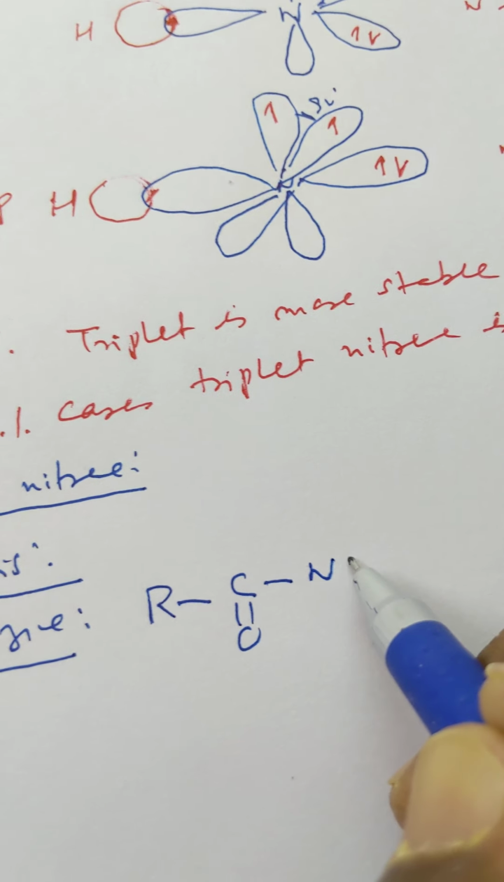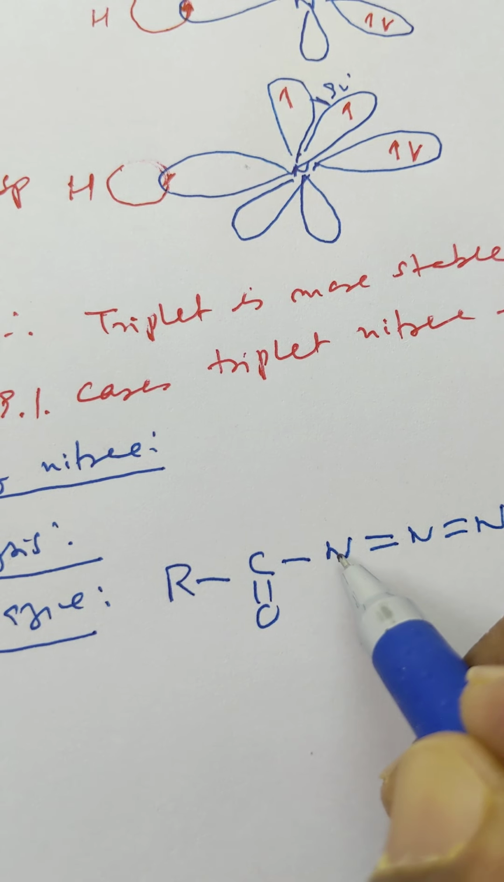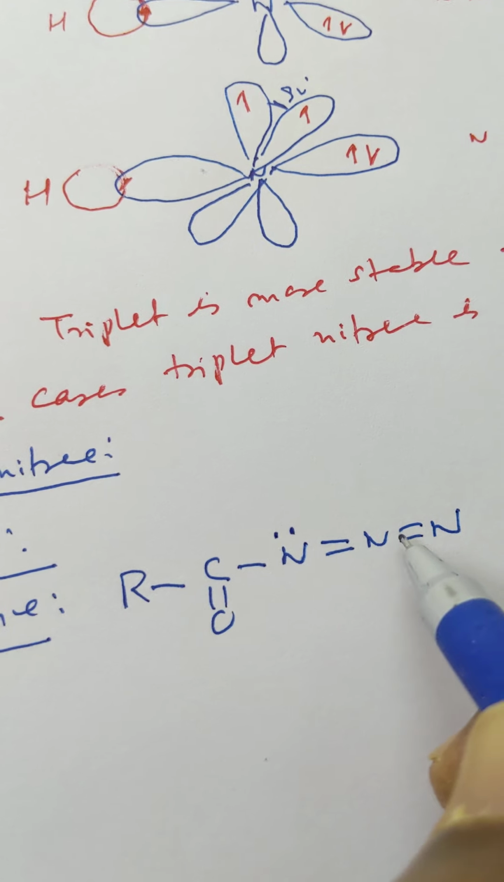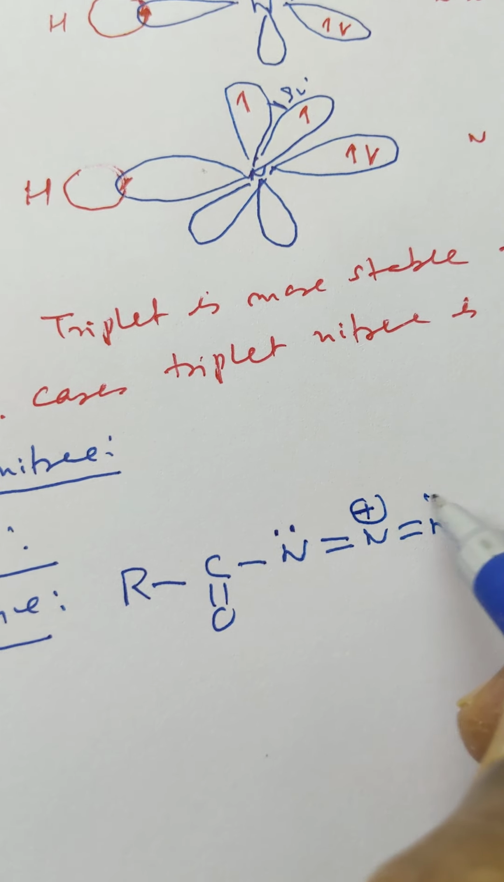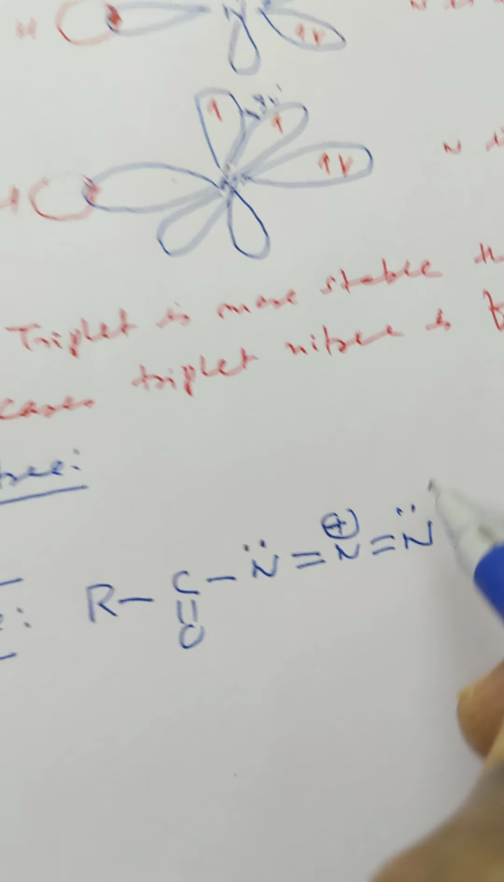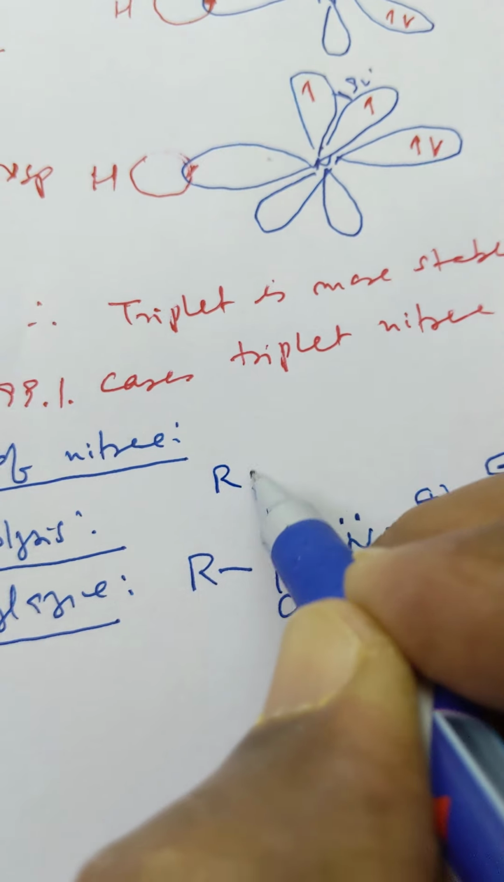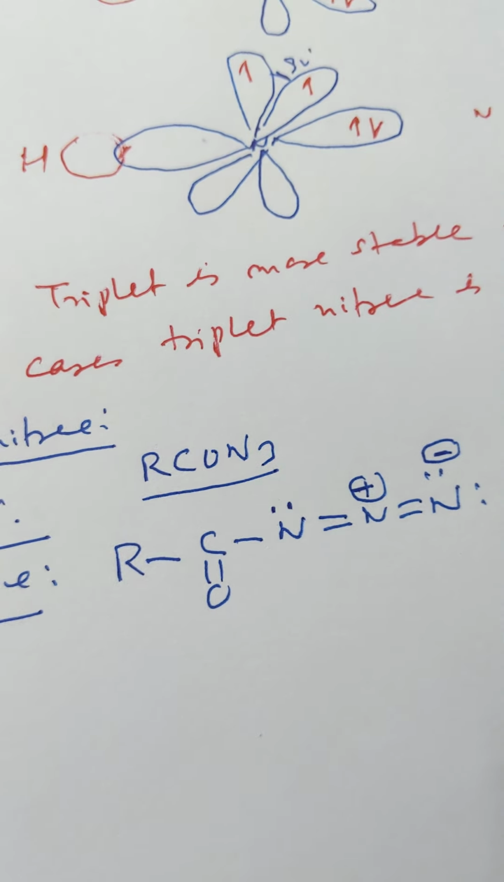Now you should know the structure of this azide group. This nitrogen has one electron pair. This one has no electron, so it will have a positive charge. And this one will have a negative charge. In general, we can represent it like this: RCON3. They are called acyl azides.